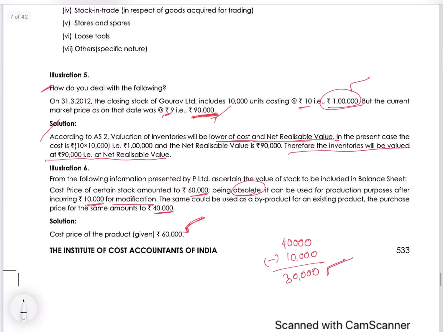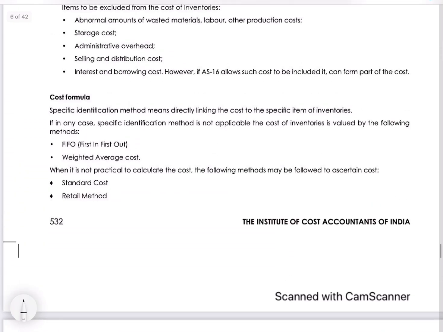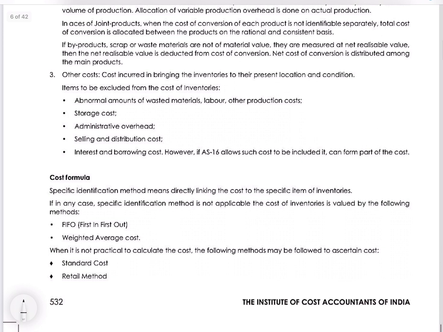When we were studying AS 2, we clearly read one list of costs which are excluded from the cost of inventories. Excluded: abnormal amounts, storage cost, administration overheads, selling and distribution, interest and borrowing costs. So storage cost, interest and borrowing costs are not included, except where it is exclusively borrowing for the purpose of building an asset, which comes under AS 16. AS 16 is not there in your curriculum, so we can ignore this right now.